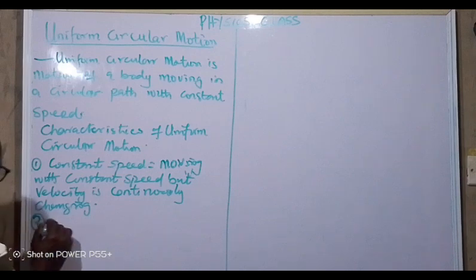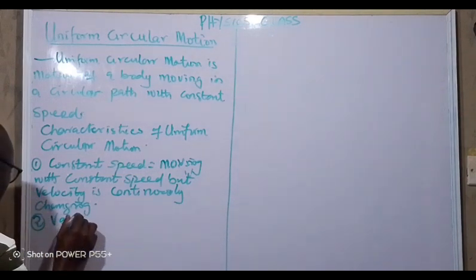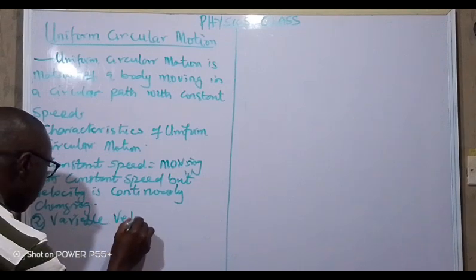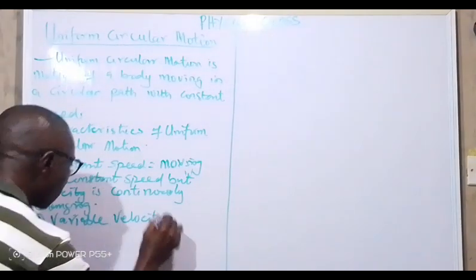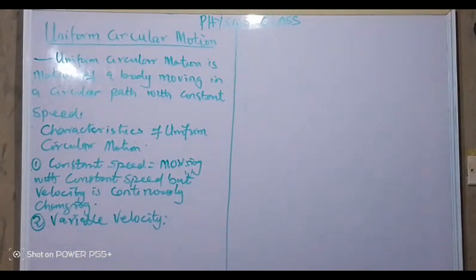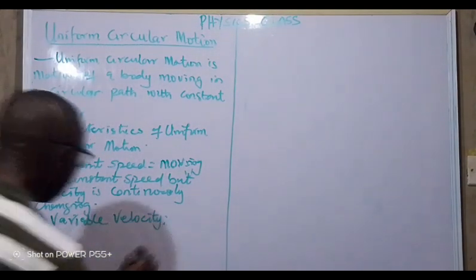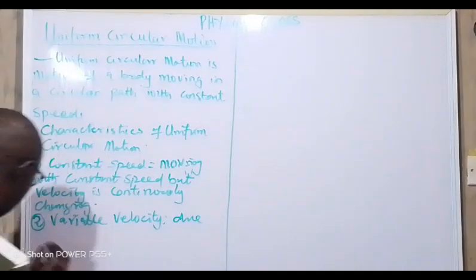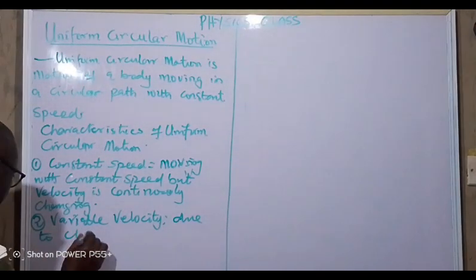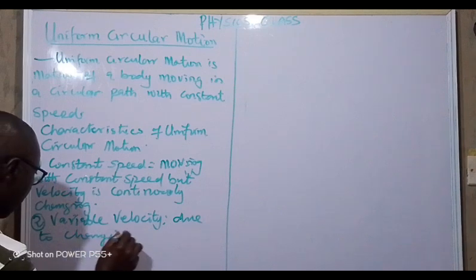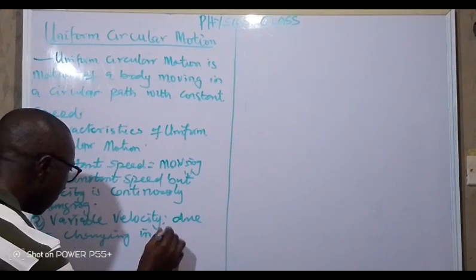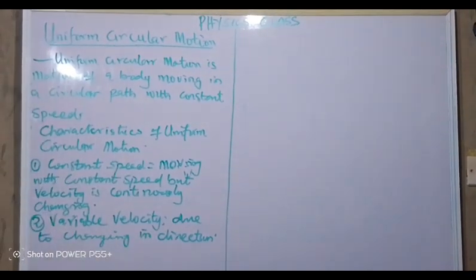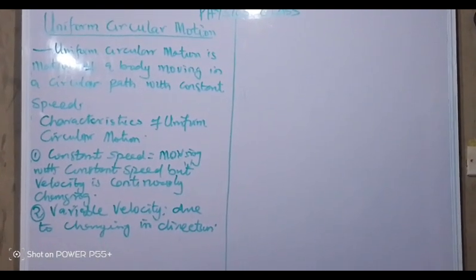It has varying or variable velocity. Once it has variable velocity, the variable velocity is due to a change in direction. Due to a change in direction, it has variable velocity.